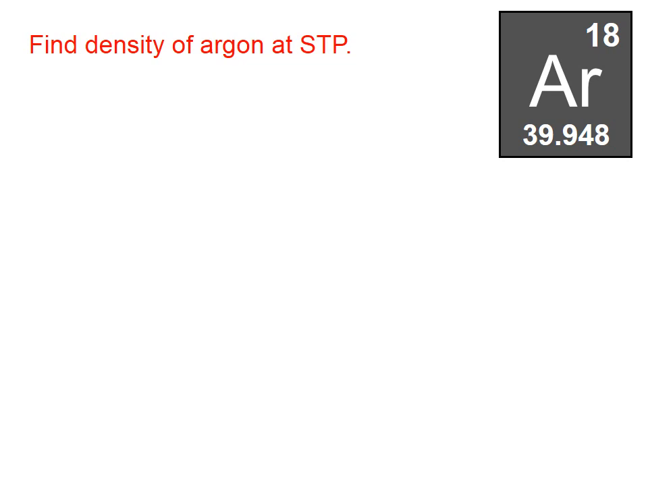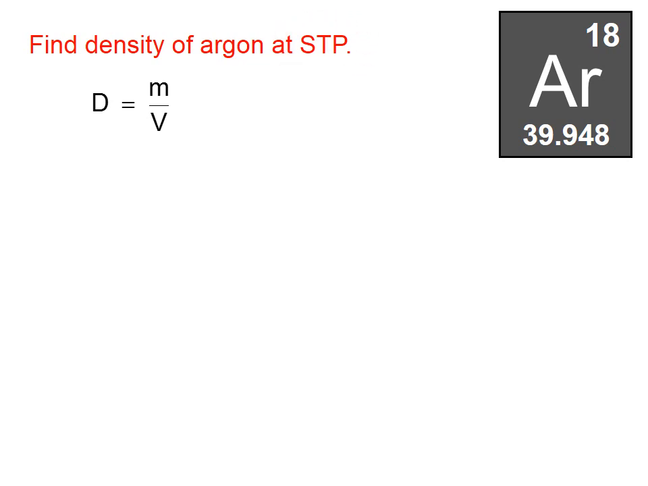How about this one? Find the density of argon at STP. We have on the right there argon's little snapshot from the periodic table. Here, we're just going to use the definition of density. Density is the ratio of mass per volume. We need some mass of argon and some volume of argon at STP. What do we know about argon? Well, we know that 1 mole of argon has a mass of 39.948 grams.